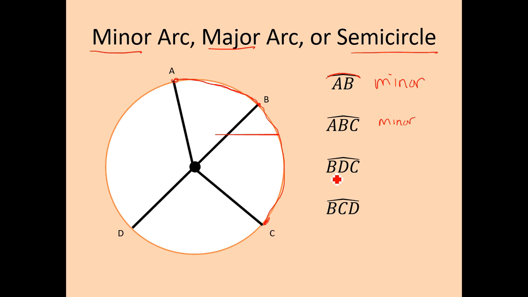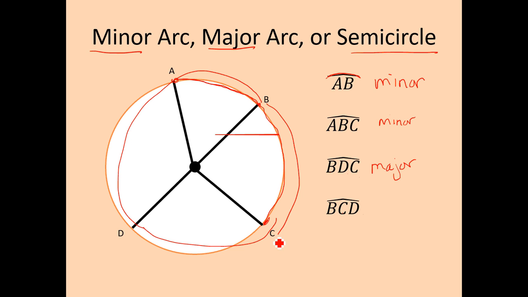What if I go from B to D to C? B here to D over here to C here. Well, that's more than half the circle, so that one we would call a major arc. What if I go from B to C to D? B to C to D, that looks like exactly half the circle, so I would call that a semicircle, okay, half. So think about that vocabulary when we look at some of the problems we have to do today. We're going to be using that.